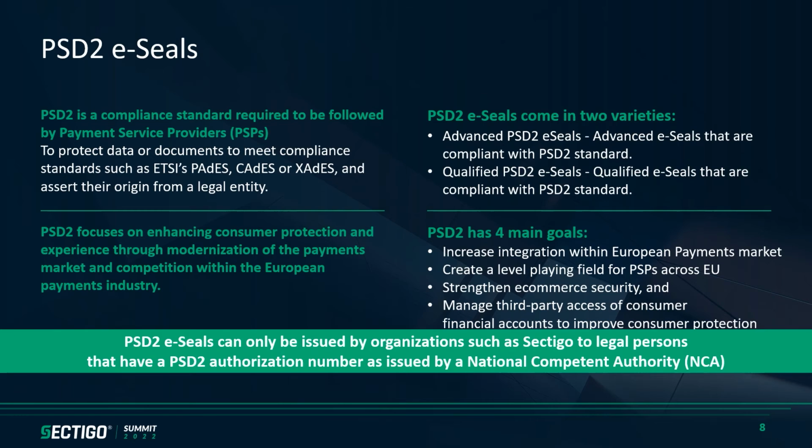It should also be noted that PSD2 e-seals can only be issued by a QTSP such as Sectigo to legal entities in the payment market that have a PSD2 authorization number. This is a special number issued by a National Competent Authority, NCA. PSD2 e-seals come in two varieties: advanced PSD2 e-seals and qualified PSD2 e-seals. These are basically advanced and qualified e-seals as explained in the previous slides, which also meet certain additional requirements laid out in the revised Payment Services Directive.